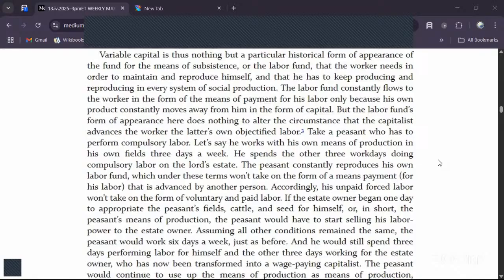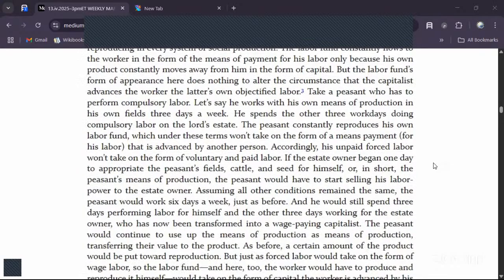Take a peasant who has to perform compulsory labor. Let's say he works with his own means of production in his own fields 3 days a week. He spends the other 3 workdays doing compulsory labor on the lord's estate. The peasant constantly reproduces his own labor fund, which under these terms won't take on the form of a means of payment for his labor that is advanced by another person. Accordingly, his unpaid forced labor won't take on the form of voluntary and paid labor.